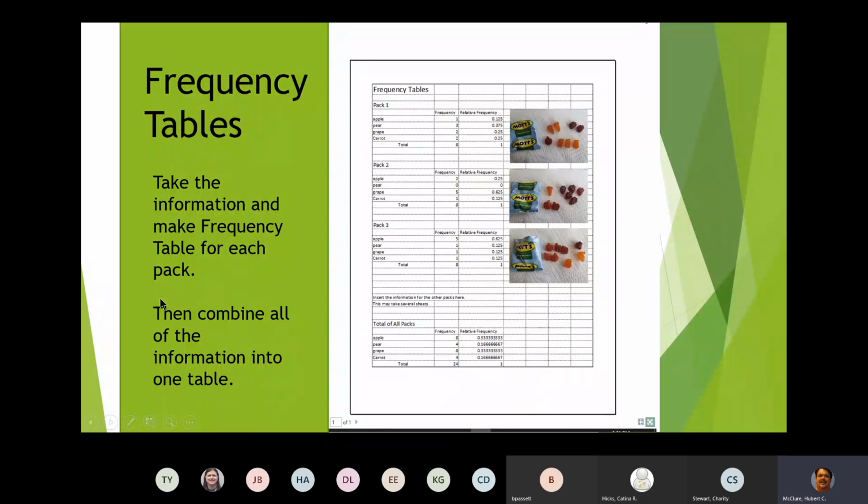Then combine all of the information into one table. Right there. So they want you to do each package up to, I guess, 15, and then do a total of the 15 and do the relative frequency. I don't know if you have to actually put a picture beside each one. Like I said, these people, they go kind of extreme on this stuff, okay?